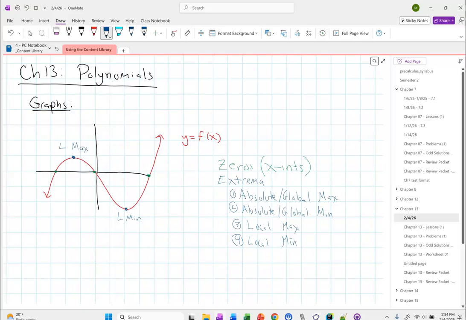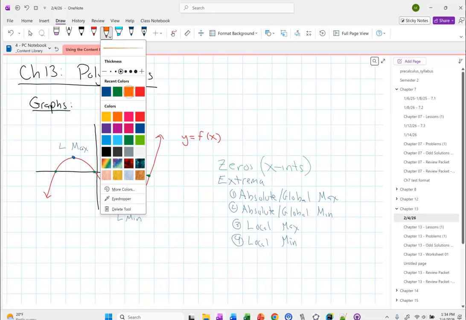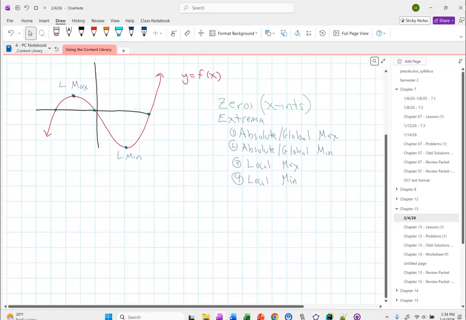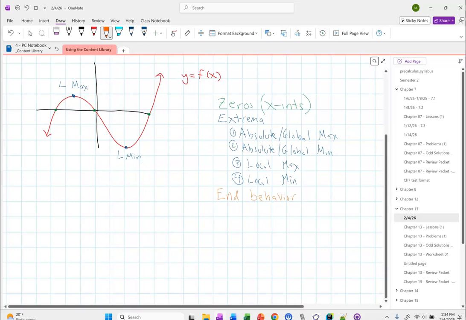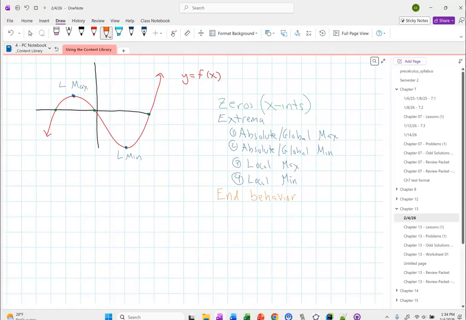The last feature we want to talk about is the end behavior. The end behavior describes what the arrows on the graph are doing. Now in this polynomial, how many arrows do we have on this graph? 2. So we're going to have 2 end behaviors. Everybody's okay?